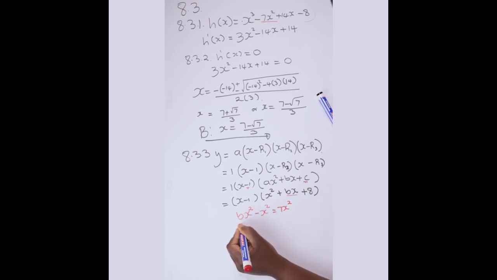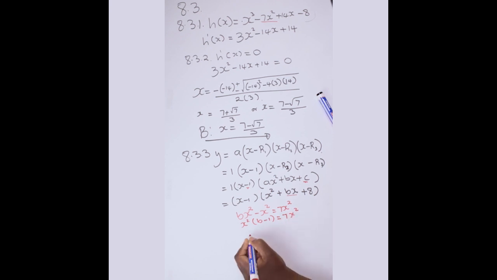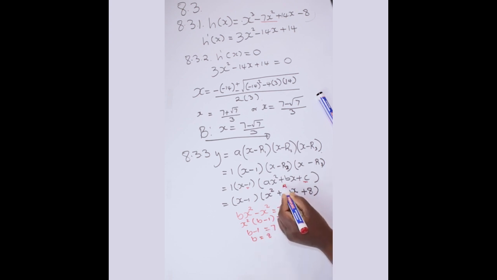Then you're going to take out the common factor of x squared. You remain with b minus 1, which will be equal to what? 7x squared. In actual fact, that means that b minus 1 is equal to 7. Therefore, b will be equal to 8. Now you know that here you will have an 8. Okay, so from there, you need to factorize to get to the other part. You need to factorize your 8 there.